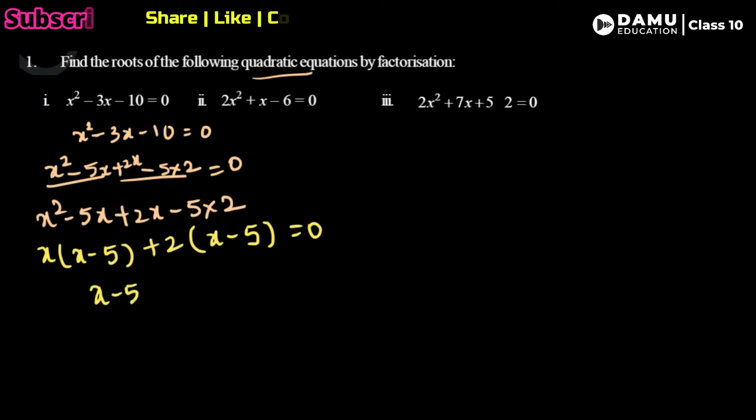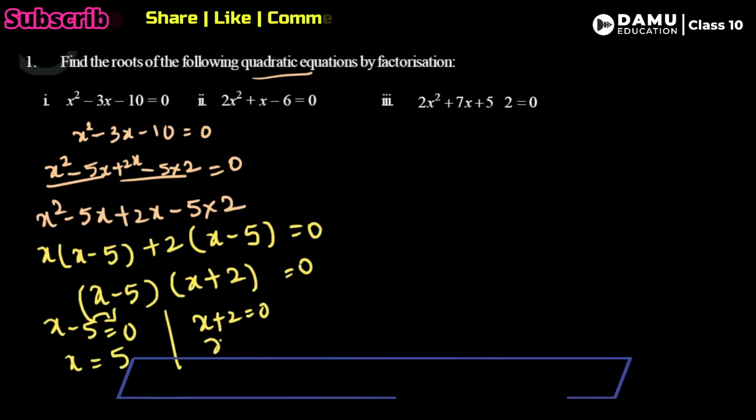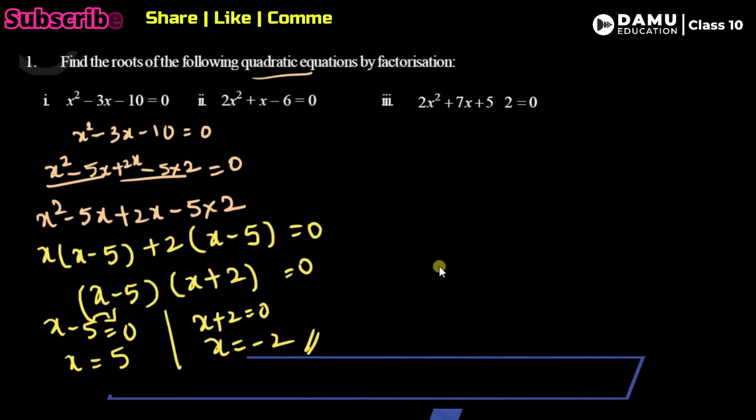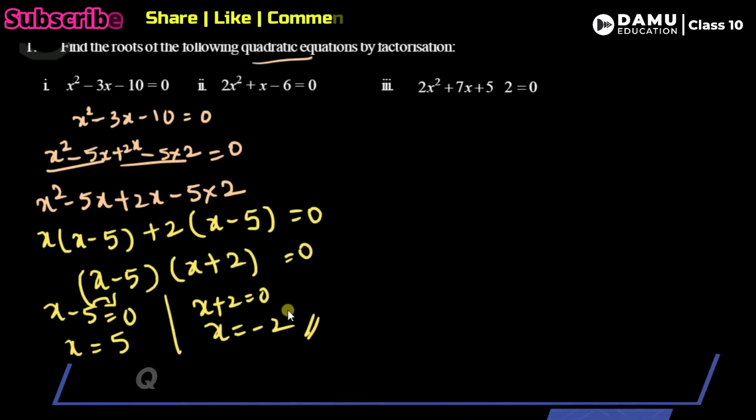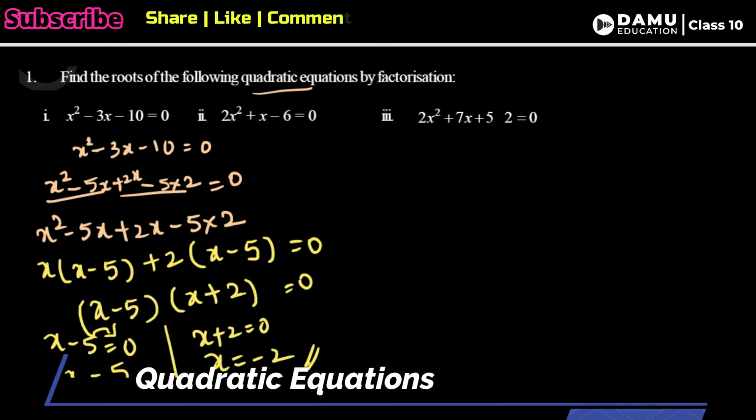Then x minus 5 you can take common, then x is there, again 2 is there, and that will be equal to 0. Then x minus 5 will be equal to 0, or x plus 2 will be equal to 0. Then 5 is shifted to the other side, so x is equal to 5, and x is equal to minus 2. So the roots of this one are 5 and minus 2. These are the roots for the first one.